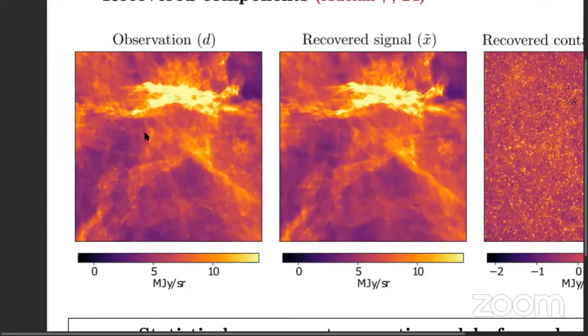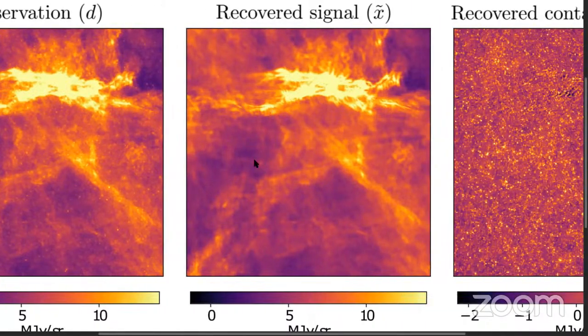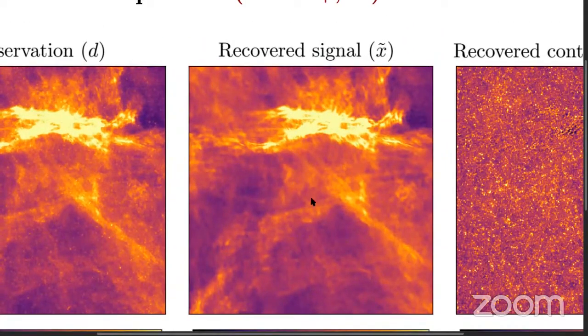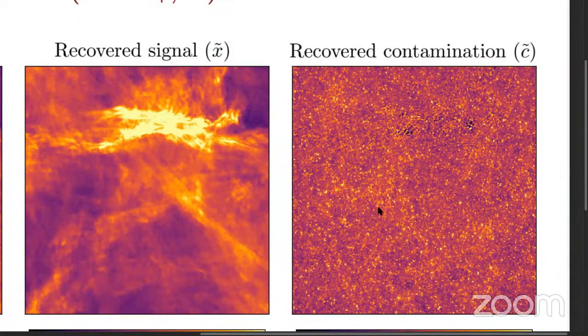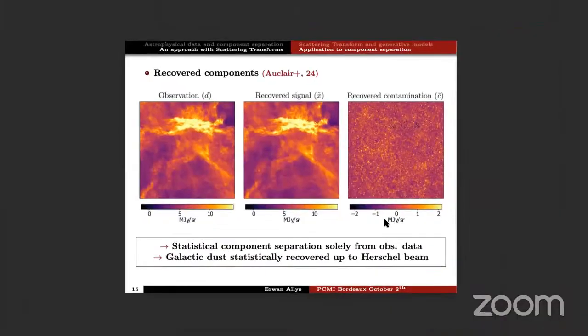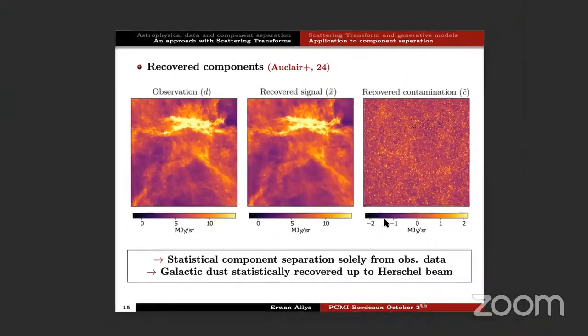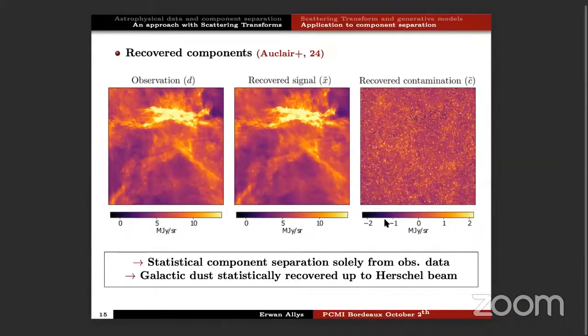So here you have the total data. Here is what the algorithm identified as the galactic dust emission, and here what the algorithm identified as the CIB, cosmic infrared background, okay? So basically it shows that we were able to make this component separation at a single electromagnetic frequency, relying solely on observation data. We only used the two previous images that I showed to you before, okay? And with some validation scheme using alternative observation data, we expect the galactic dust properties to be recovered statistically up to the Herschel beam, okay?